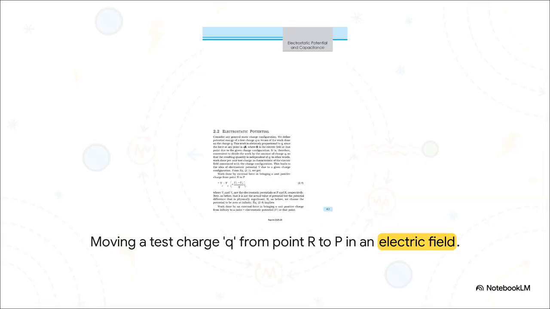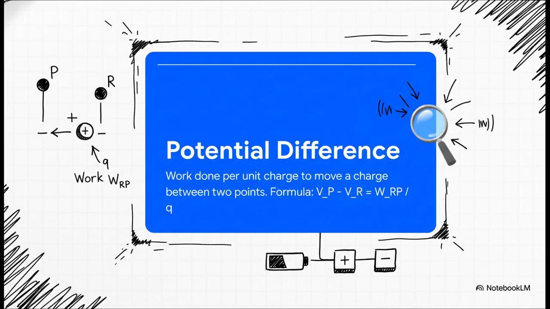So imagine there are some big charges somewhere creating an electric field. Now we bring in our own little test charge, that's the little q, and we want to move it from point R over to point P. If we're moving it against the field's natural push or pull, some external force has to do work to make that happen. And that brings us to a super important definition, potential difference. As you can see from the formula, it's simply the work it took to move our charge from R to P, but then we divide it by the size of the charge, q.